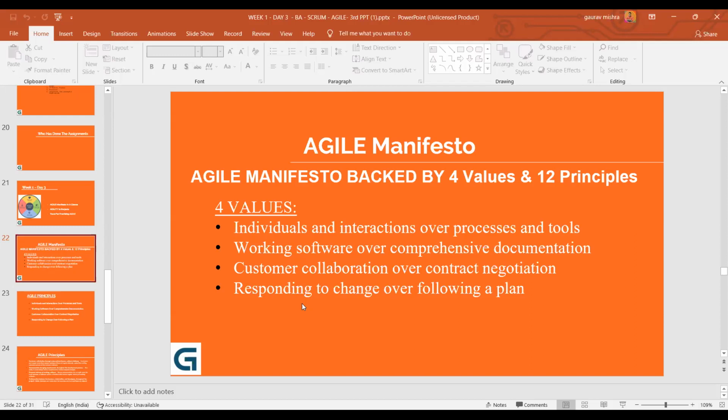Are we clear with these four values? Yes. You are important as an individual, working software and customer collaboration and response. Thank you so much for responding, and this is what just now you demonstrated, and this was quite easy to learn.